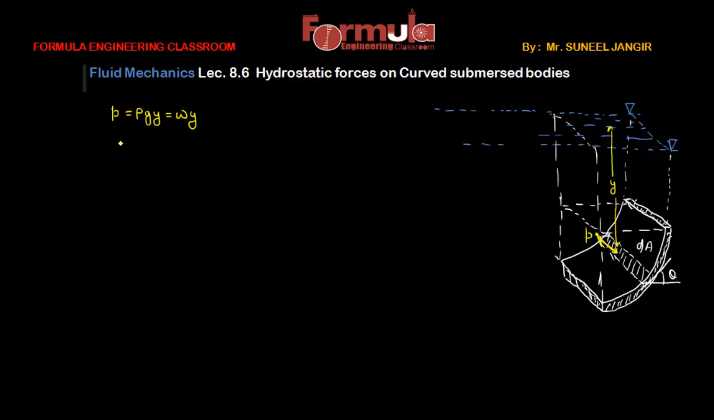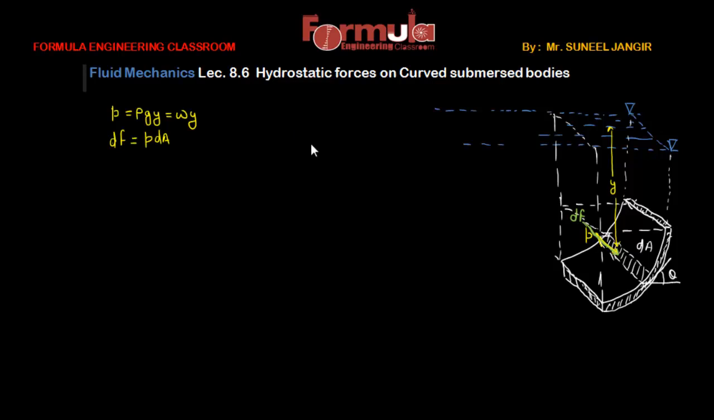Now, what will be the elemental force that acts on this elemental area? We can directly calculate that the elementary force dF will be equal to the pressure intensity P times the elemental area dA. So this is the force that is acting over here. Obviously this will also be normal to the surface and along the same line. Let's say this is dF, the elementary force.